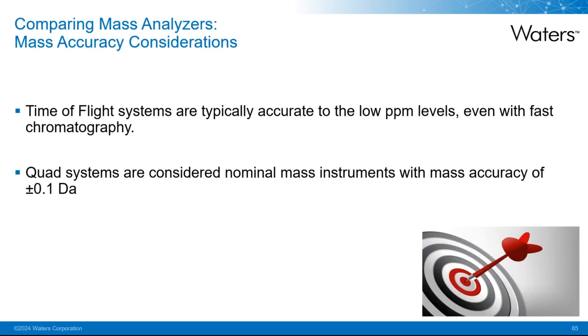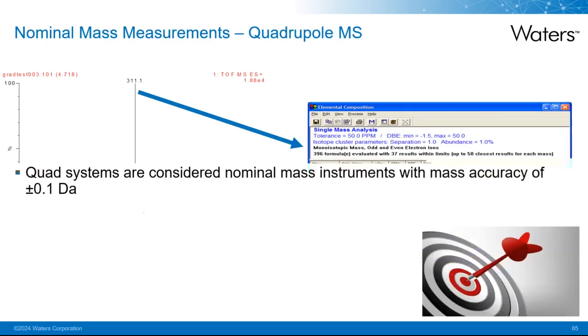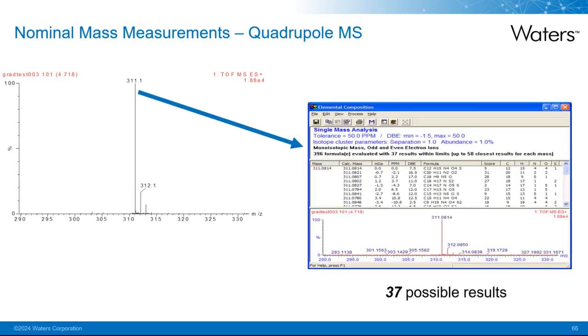So we're thinking about mass accuracy quickly. Time of flight systems are typically accurate to the low ppm levels, even with fast chromatography. Quad systems are considered nominal mass instruments with a mass accuracy of plus or minus 1 Da. With a quad instrument, as we've seen before, you can get 37 possible results from one particular nominal mass.